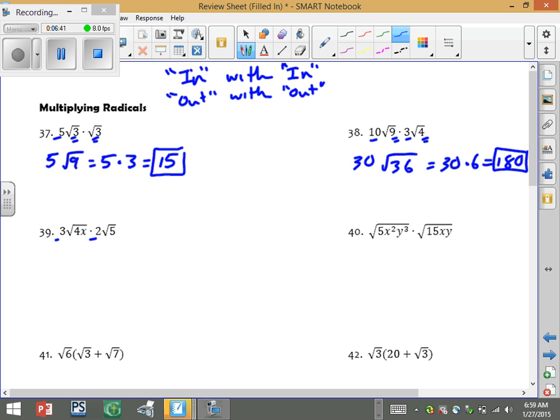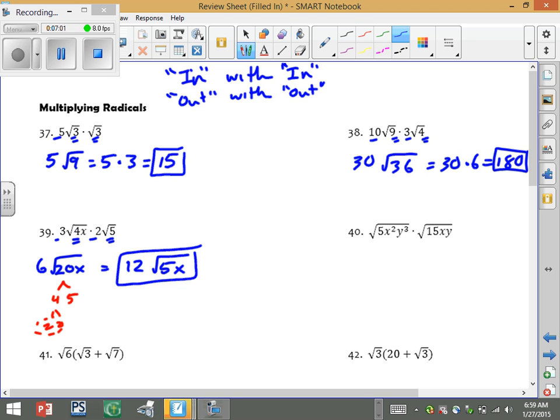All right, 3 is out, 2 is out, so we have a 6. The 4x is in, the 5 is in, so we have root 20x. Let's see if we can break 20 down. 20 is 4 times 5. There's 2 times 2. Sure enough, we can get a 2 out. That 2 will join the 6. It becomes 12. 5 is left behind, and there's an x as well.